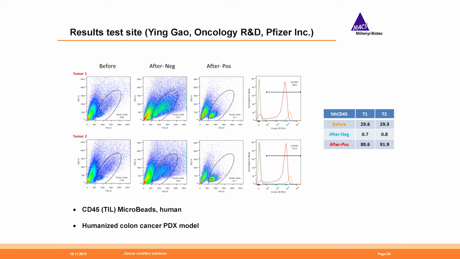This is data from Pfizer in the US, where they beta tested our CD45 TIL MicroBeads human. They're working with humanized colon cancer PDX models, so they're looking for the human TILs within these PDX models. Basically, they were isolating them with these TIL beads. And they got almost no loss in the negative fraction, and a very good isolation or enrichment in their positive fraction of these TILs. So it's really a nice way to get these TILs isolated.